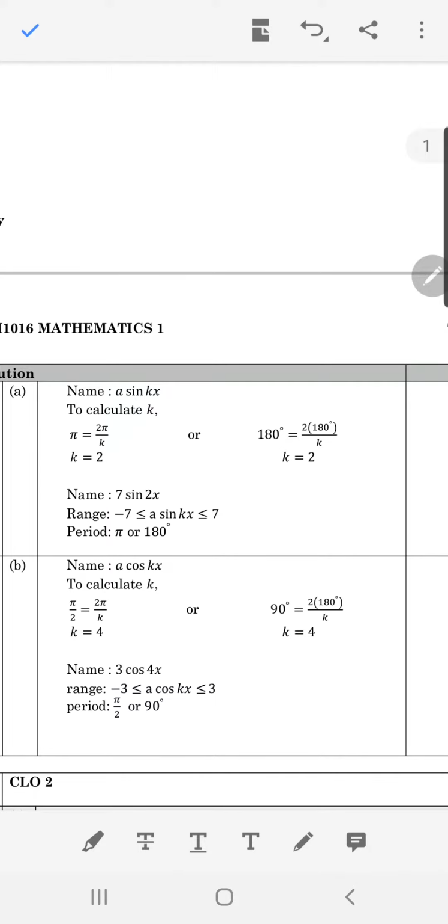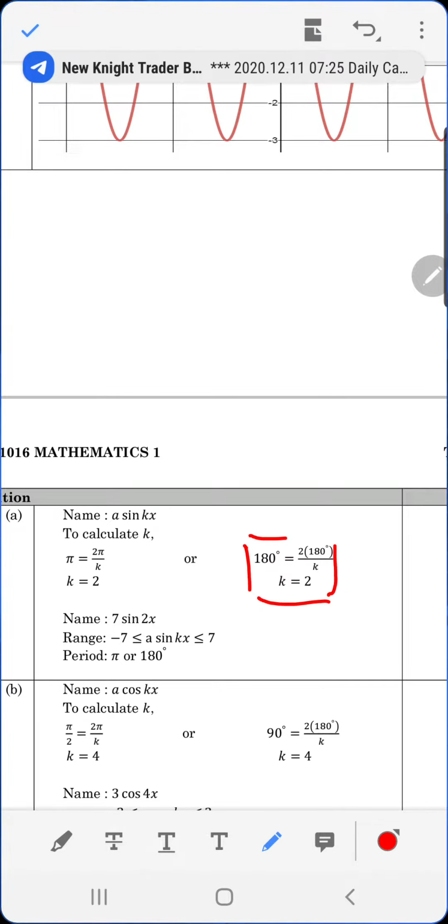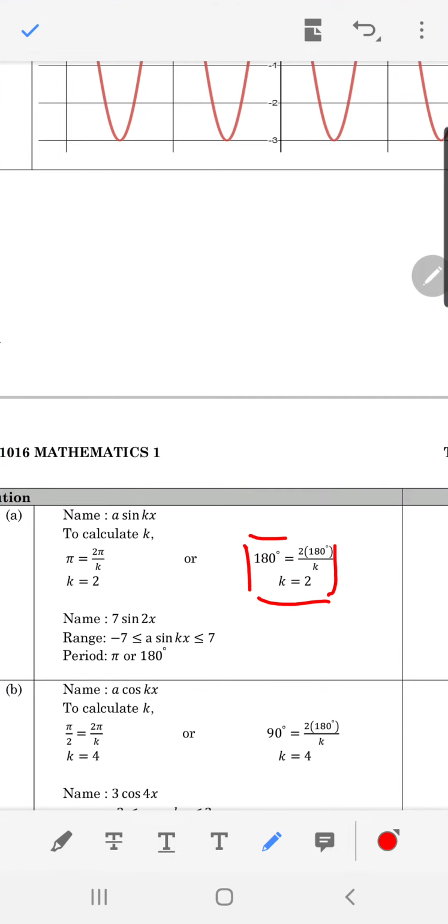So we are using 180 degree. 2 times the period over the k, 2 times 180 degree over k. So your k is 2, 2x. So for 90 degree, 2 times 180 degree divided by k, so your k is 4. So by using formula.